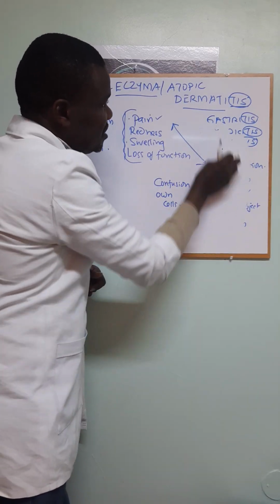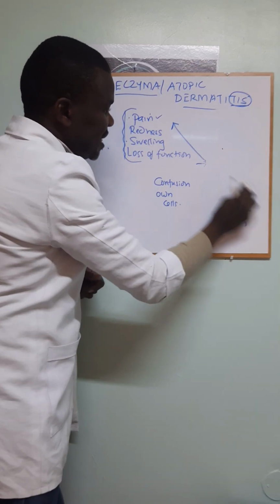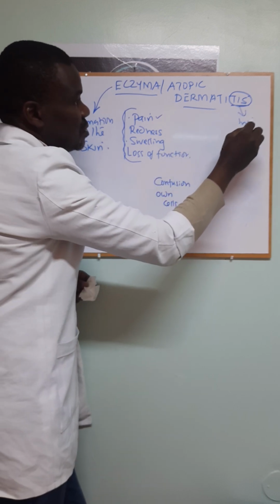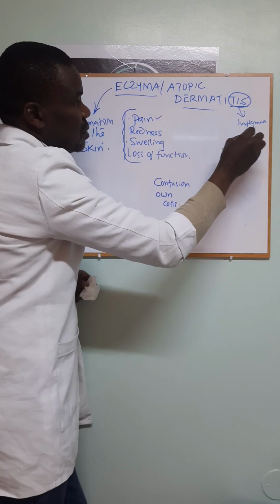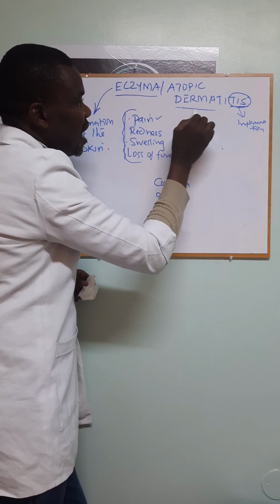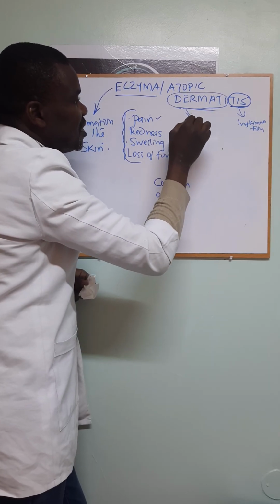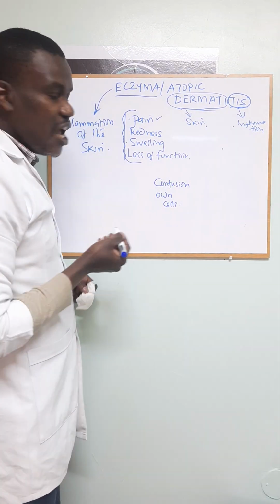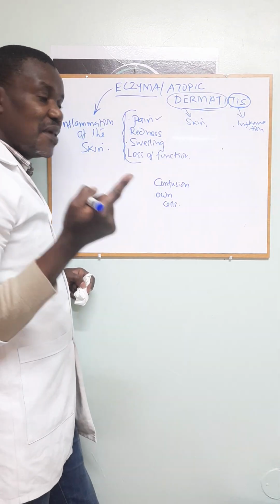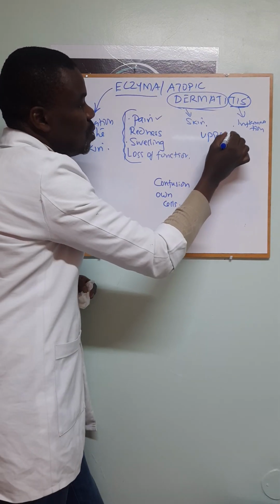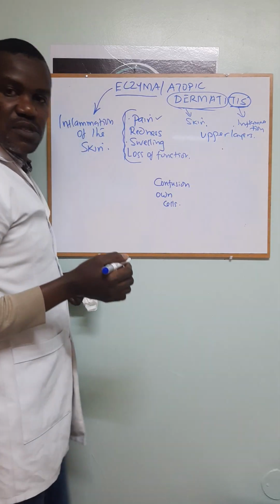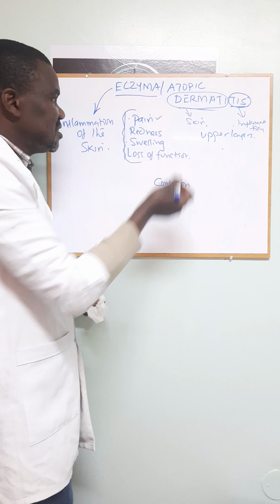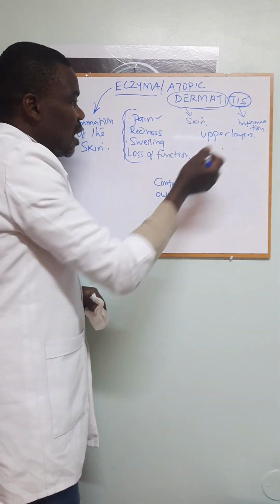Because now we've understood this bit, we're coming to dermatitis, and you're saying that it is an inflammation. And "derma" is the medical term for skin. So it is an inflammation of the skin, and usually we are talking about the upper layers of the skin. I won't go into the medical terms that are going to be difficult for you to understand. Just understand that it is an inflammation of the upper layers of the skin.